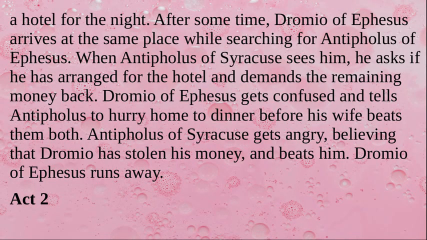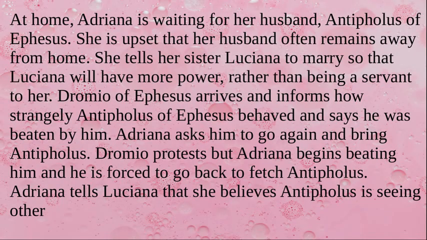Antipholus of Syracuse gets angry, believing that Dromio has stolen his money, and beats him. Dromio of Ephesus runs away. Act 2. At home, Adriana is waiting for her husband, Antipholus of Ephesus. She is upset that her husband often remains away from home.